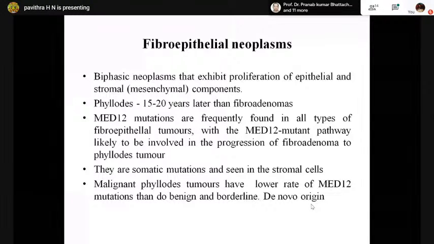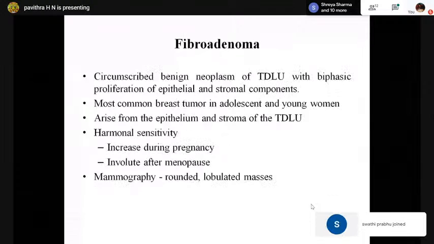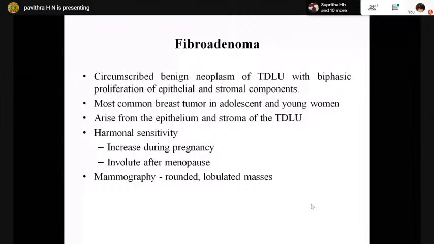Circumscribed fibrocystic epithelial and stromal components. This is the most common breast tumor in adolescent and young women. They arise from the TDLU epithelium and stroma. They are hormone sensitive, and they actually increase during pregnancy. They have sensitivity to estrogen. On mammography, they are seen as rounded lobulated masses.